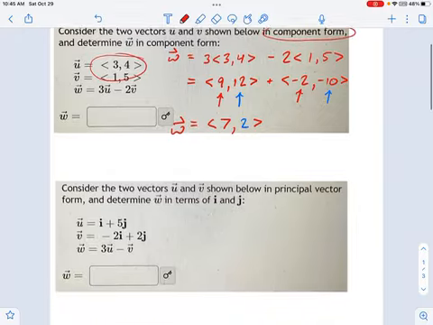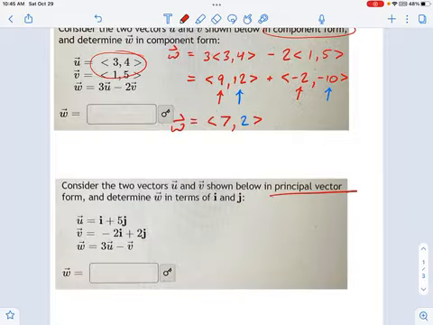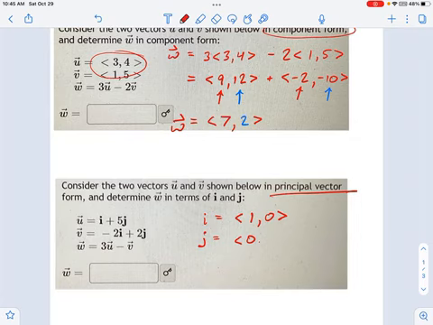Sometimes we see them in what's called principal vector form. Principal vector form makes it even easier. Now we have principal vectors i and j. Now let me be real clear about what i and j are. i is this vector, 1 comma 0, and j is this vector, 0 comma 1. And by using that definition, we can basically turn these vectors into kind of polynomials, like you're used to.